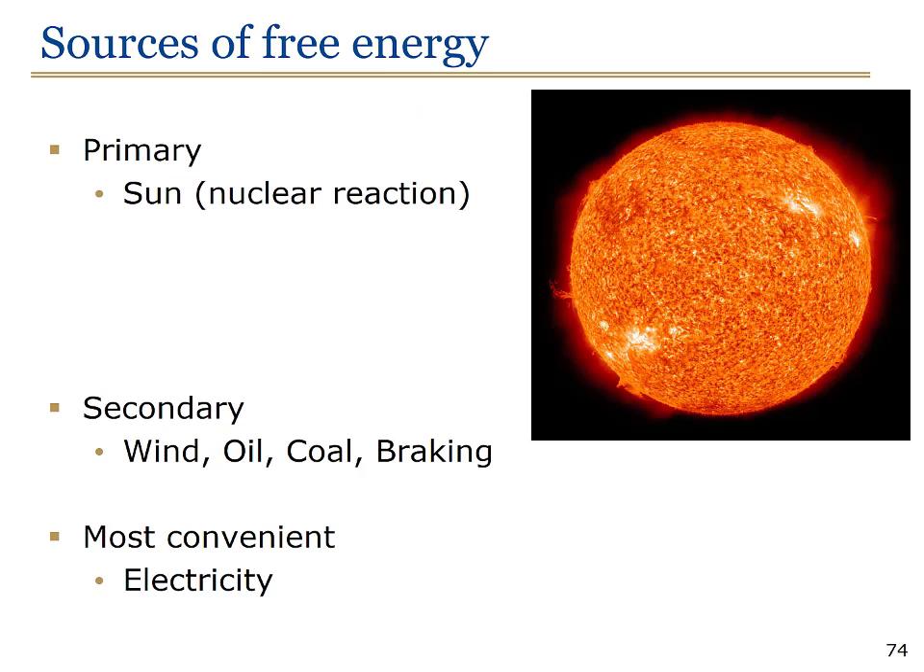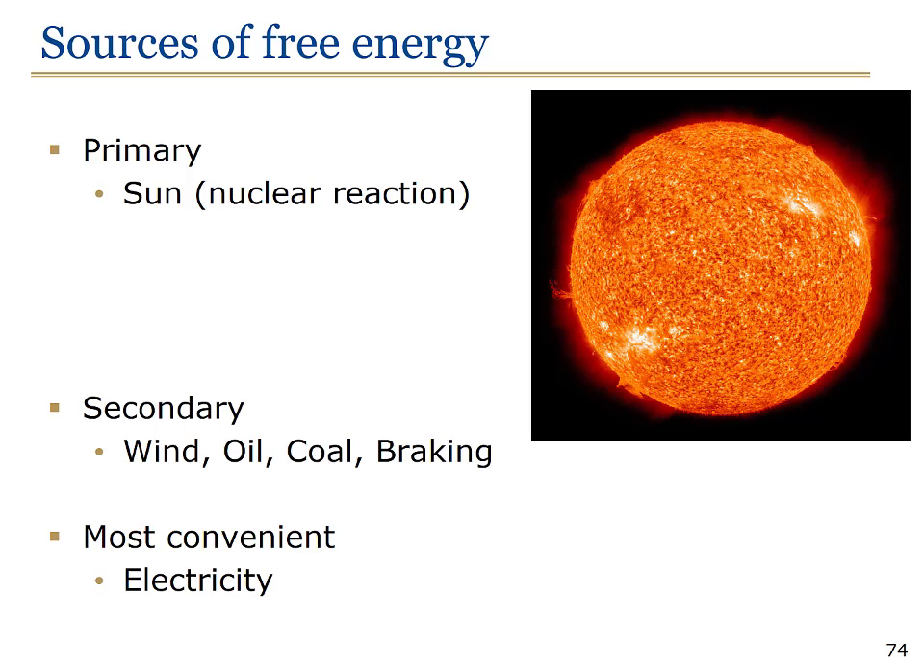I have some examples of sources of free energy and also where we're using it. So our primary source of free energy is the sun. There's a nuclear reaction going on there. Then there's secondary sources of free energy that are linked to that. If we have wind power, that's because parts of the earth are hotter and parts are colder, and then we have airflow there. We have oil and coal. Those are plant materials that grew millions of years ago and turned into oil and coal.